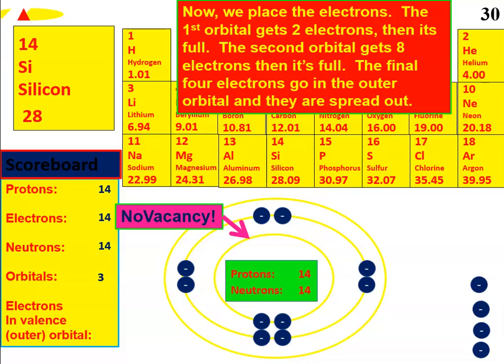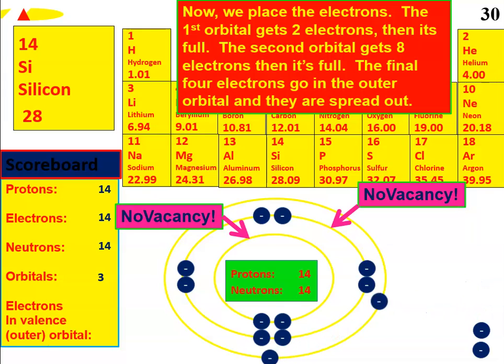Finally, we have 4 electrons left. By the way, we now have a no vacancy in the second orbital. You can't fit any more than 8 in the second orbital. And now the final 4 electrons go in the outer orbital and they spread out, just like we did in the second orbital for the first 4. So there's the first one, the second one, the third one, and the fourth one. And so now we've placed all of our electrons.